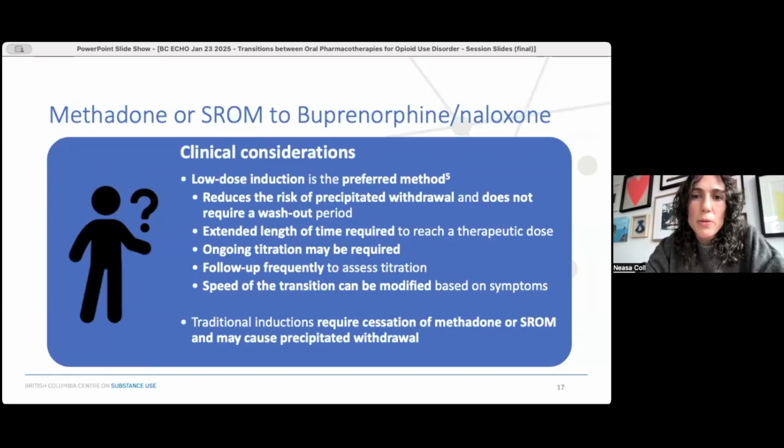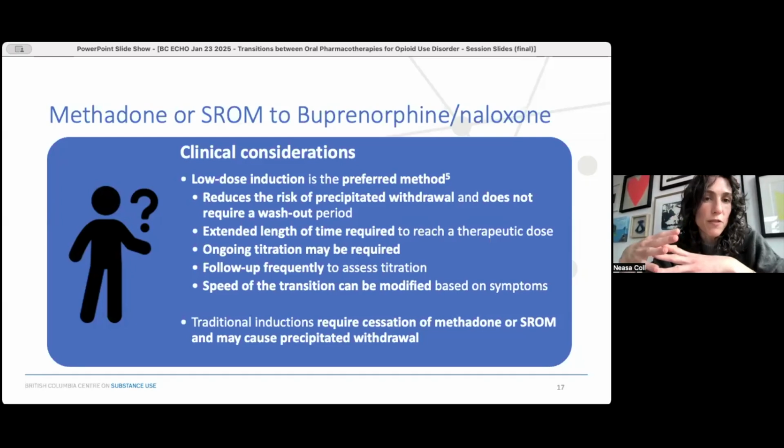So what about going from your full agonist, methadone or SROM, to buprenorphine naloxone? Low dose induction is the preferred method for this transition because it reduces the risk of precipitated withdrawal and does not require a washout period of the patient's full agonist medication. It does, however, have an extended length of time to reach a therapeutic dose, and ongoing titration is likely required.